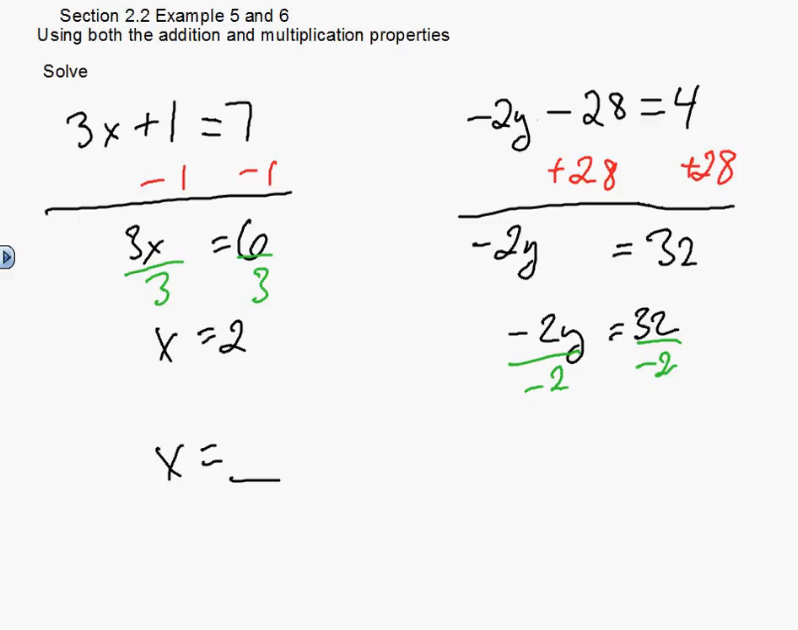Again, we could check it if we want. Negative 16 times a negative 2 is positive 32. Positive 32 plus 28 equals 4, so we do have the right answer.